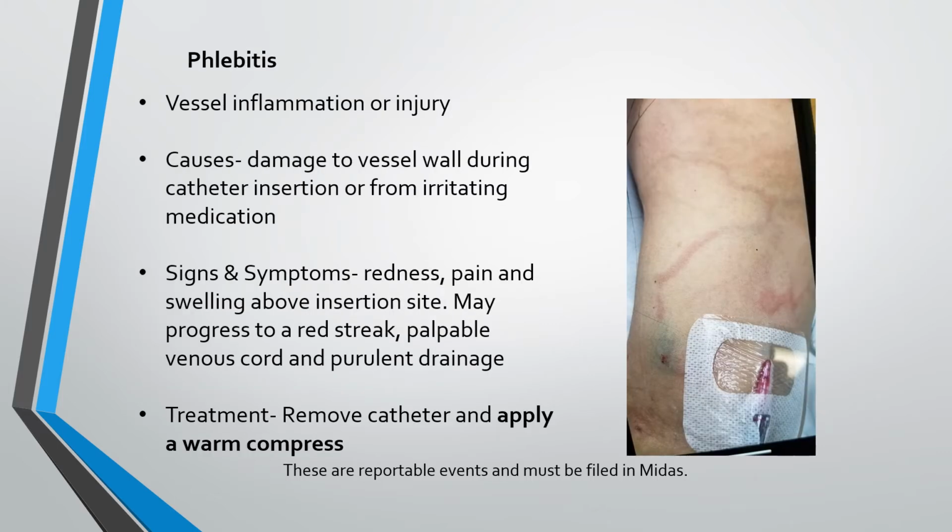Phlebitis is the inflammation or injury of the blood vessel caused by damage to the vessel wall during catheter insertion or infusion of irritating medication. Signs and symptoms would be redness, pain, swelling above the insertion site. It may progress to red streaking, palpable venous cord, and purulent drainage. Treatment should be catheter removal immediately and applying a warm compress.